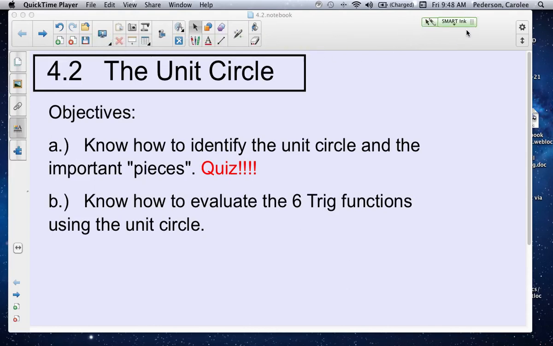This is 4.2, the unit circle. Our objectives today are to know how to identify the unit circle and its important pieces. We will be having a quiz next week on all of the important pieces to the unit circle. I just handed out a unit circle worksheet that you'll be completing over the weekend. The second thing is knowing how to evaluate using the unit circle to find the 6 trig functions.